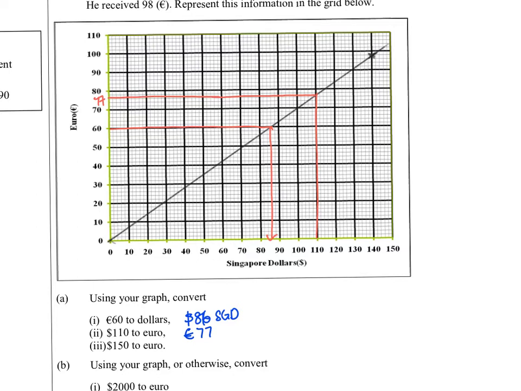Then 150 to euro. Oh, I should have drawn my line a bit longer. Okay, never mind. 150 is all the way here. And then I get the answer approximately 104 euro.